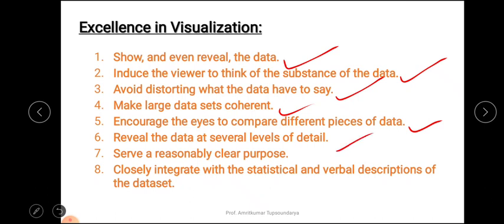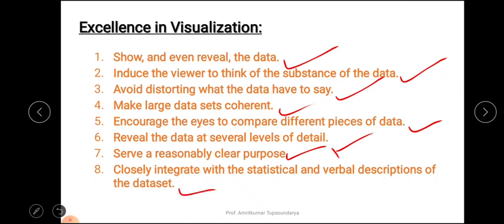Now the sixth one is to reveal the data at several levels of detail. The graphs lead to insights which raise further curiosity, and thus presentations help get to the root cause of the data, right? So that's how it reveals the data at several levels of detail. The seventh one is to serve a reasonably clear purpose, which is nothing but informing or decision making, right?